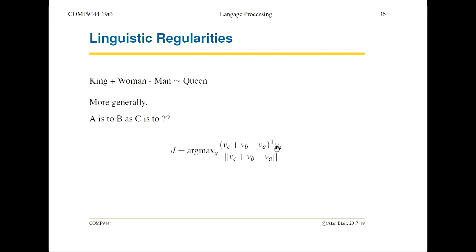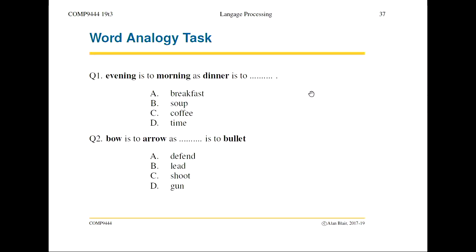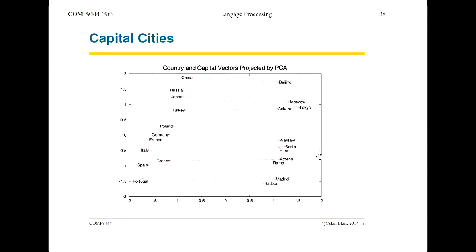This is the component of vector x in the direction of this vector. So we can answer these sort of questions. Evening is to morning as dinner is to what? Bow is to arrow as what is to bullet? Right? And we can adapt this to a number of different contexts.